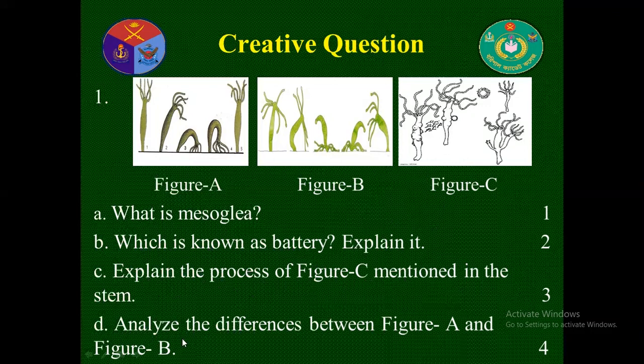Number D, analyze the differences between figure A and figure B. Here figure A and figure B are both locomotion processes of hydra. Hydra uses one process for long distance and another for faster movement. So you have to write down the differences between these two locomotions.